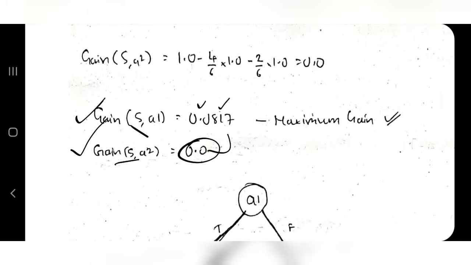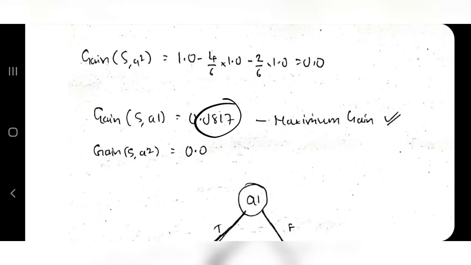Small time also matters. Even if you miss 1 second, the train will go, right? You will not be able to catch the train. So very small things also matter. So here you have the maximum gain, and we'll be selecting which one?